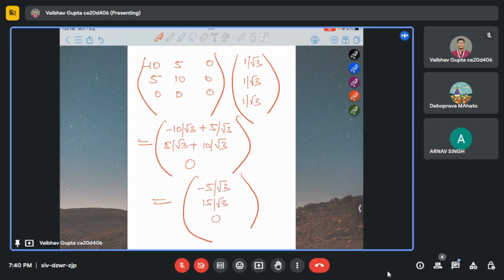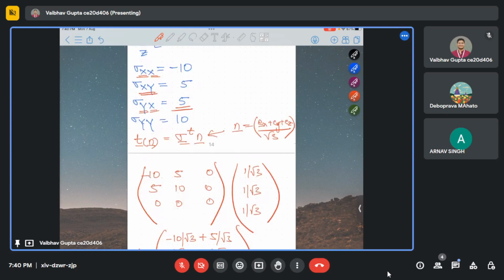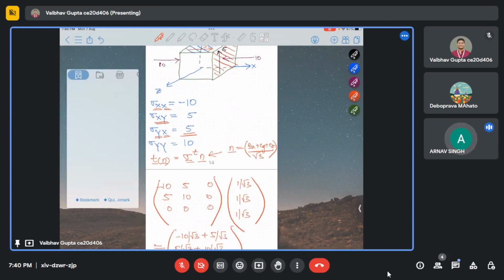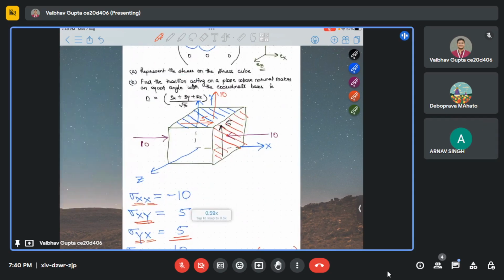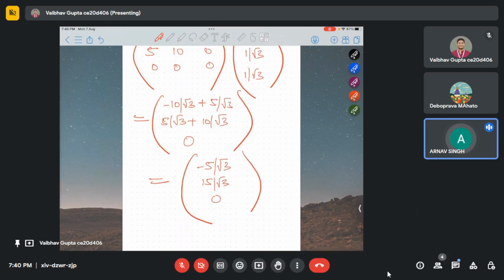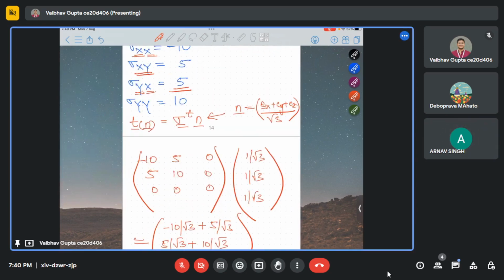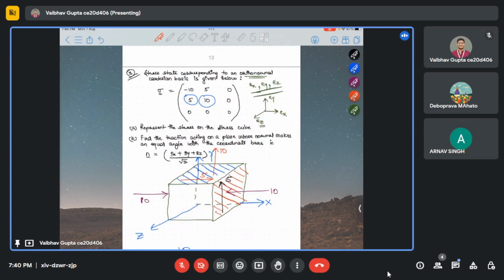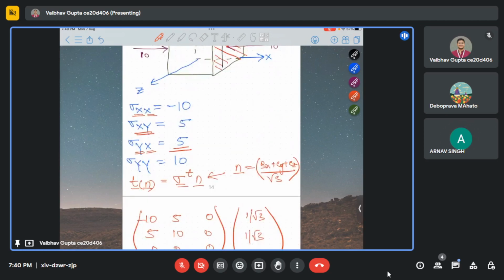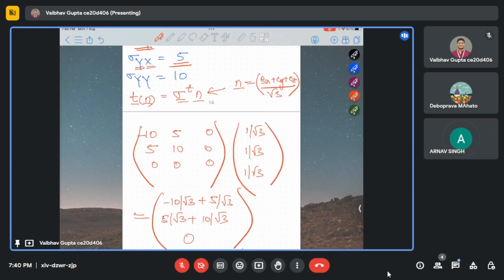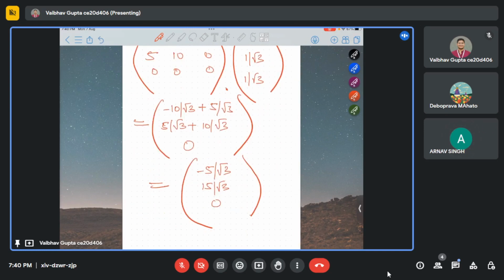So this covers all the problems required for you to do in the assignment. Sir, is this the answer for the second one? Yes, this is the answer: ex plus ey plus ez. This is to find the traction acting on the plane whose normal makes an equal angle with the coordinate basis. We defined traction as sigma transpose n, so we took the transpose and did matrix multiplication.